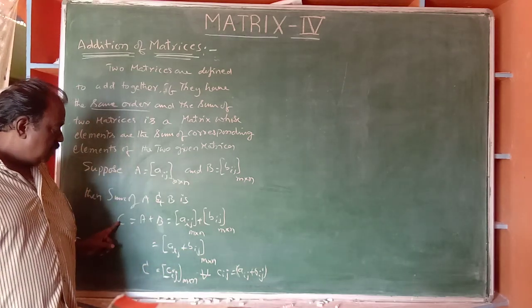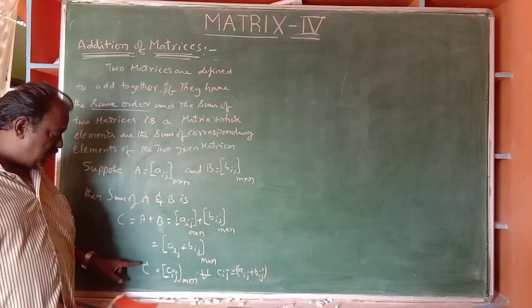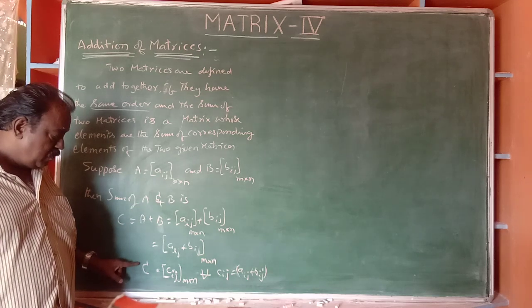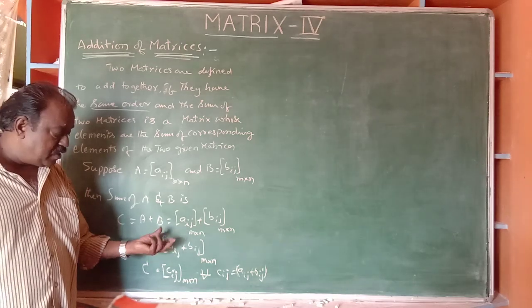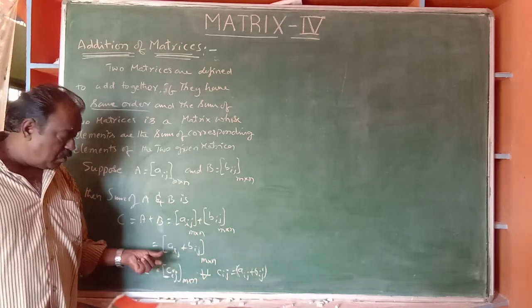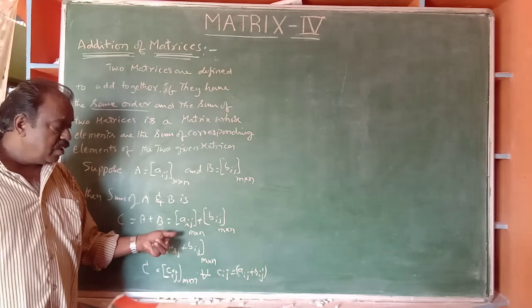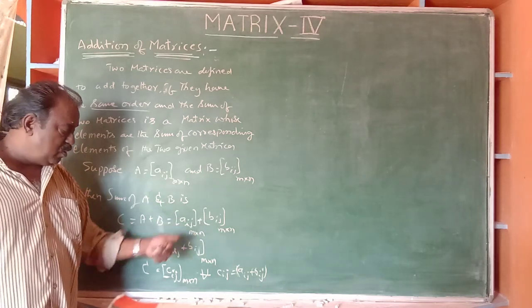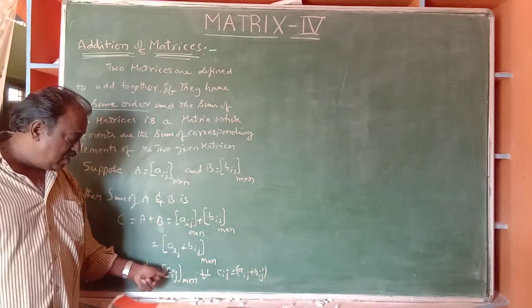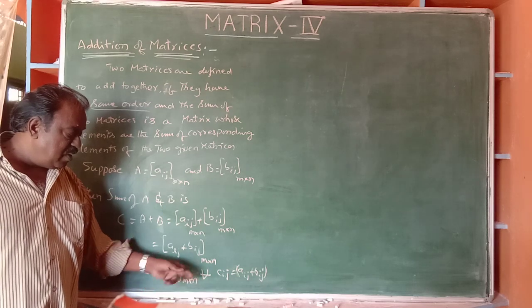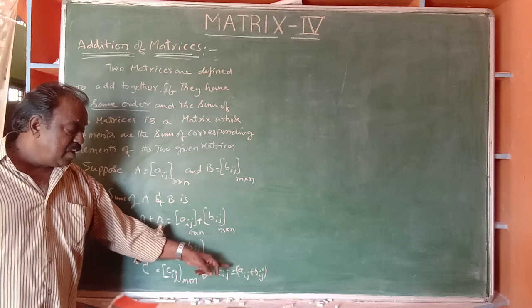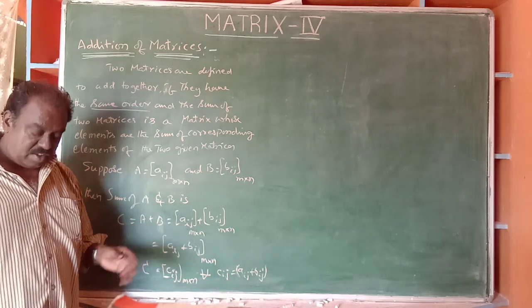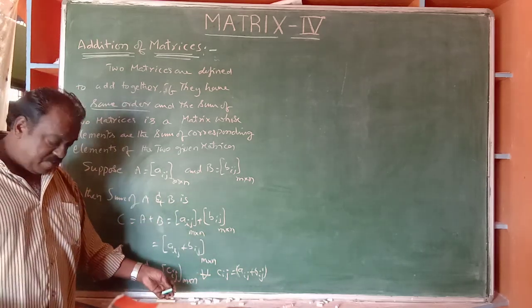So the sum of two matrices is again a new matrix C, which is the addition of the two corresponding elements. Suppose 2 in A, 3 in B, 2 plus 3 is 5. Just like that, Cij is Aij plus Bij. That is the definition.